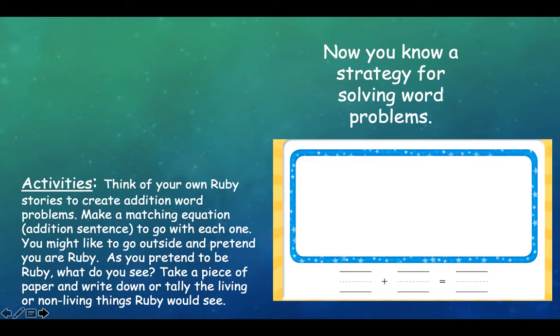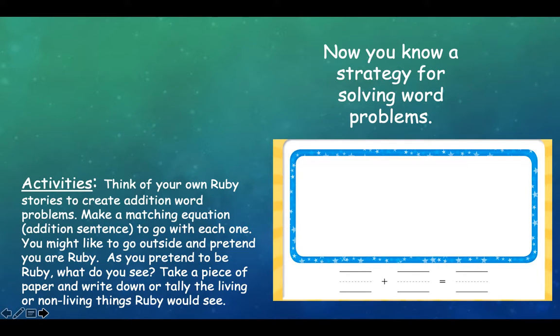All right, so now you know a strategy for solving word problems. I can draw a picture. I can write an equation that matches, right? You're going to be looking for those clue words when you see story problems from now on. Our activities are, I want you to think of your own Ruby stories, just like I did, and you're going to create your own addition word problems. Make a matching equation to go with each one.